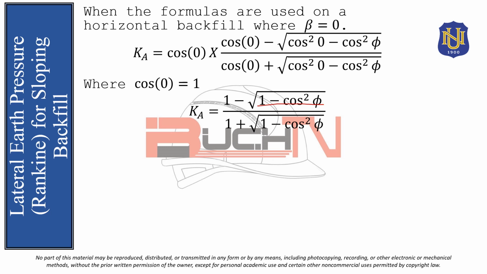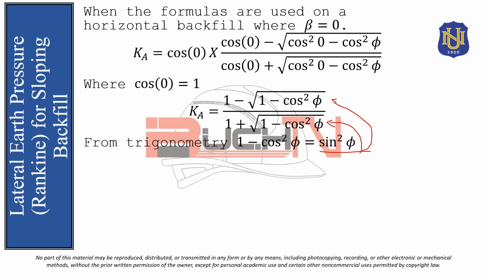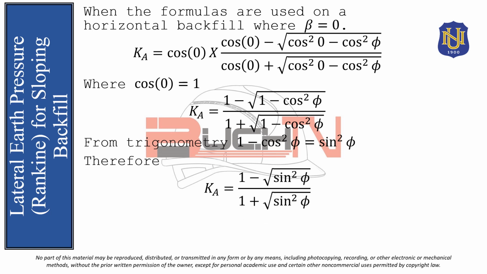As you can see, we have a trigonometric identity which is 1 minus cosine squared of phi. From trigonometry, we have 1 minus cosine squared of phi equal to sine squared of phi. So, we can substitute sine squared of phi dito sa equation na to. So, ibig sabihin, we can have an equation of K sub a is equal to 1 minus square root of sine squared of phi over 1 plus square root ng sine squared of phi.